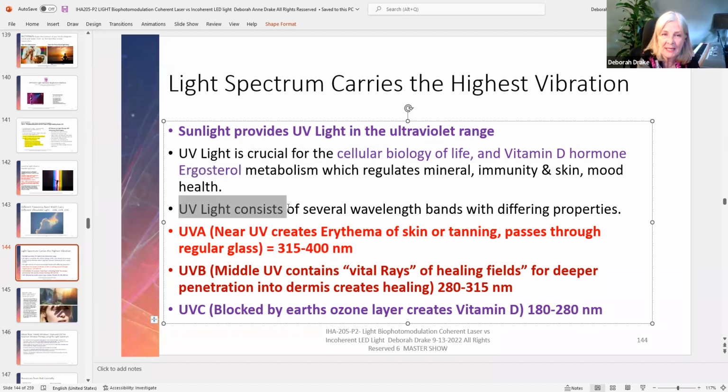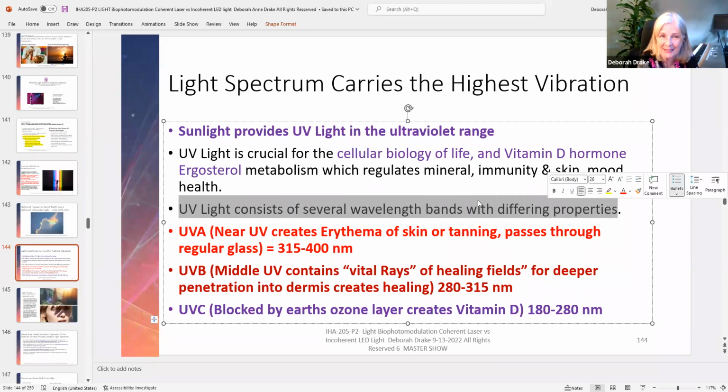Now, UV light itself has 3 bands within it. UVA, near UVA, is the one that causes your sunburn, like the erythema of your skin when you're tanning. And it passes through regular glass, okay? So that's why we have glass at 315 to 400 nanometers, okay? The light will pass through my glass. Then we have UVB light, which contains the vital rays of the healing fields for deeper penetration into the dermis. Notice the wavelength is smaller and faster, so it can go deeper.